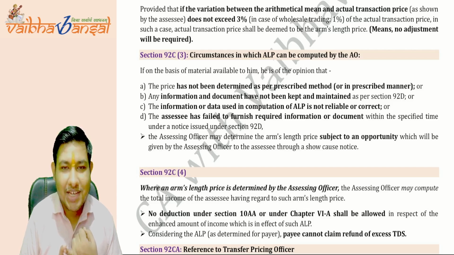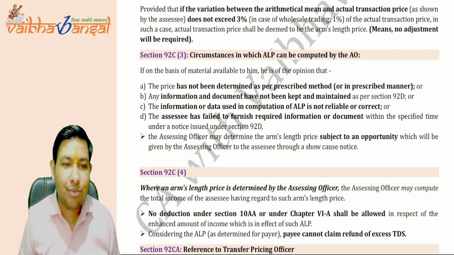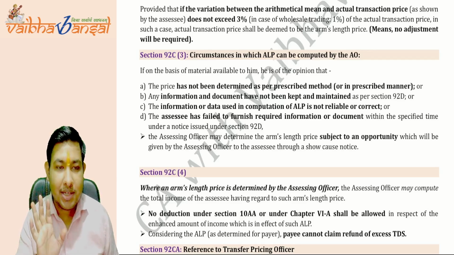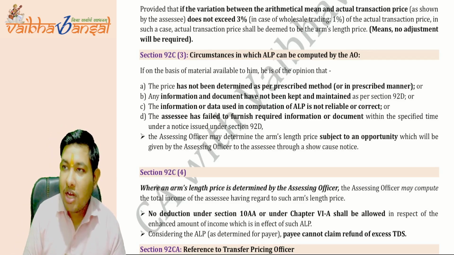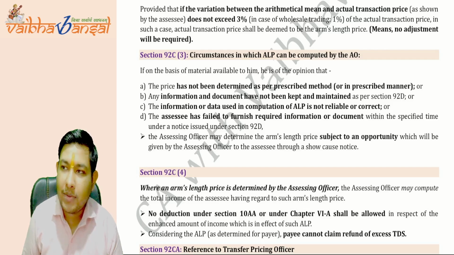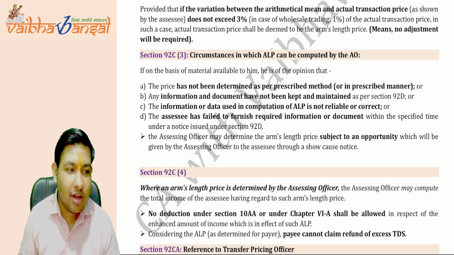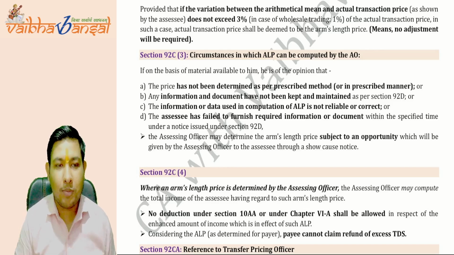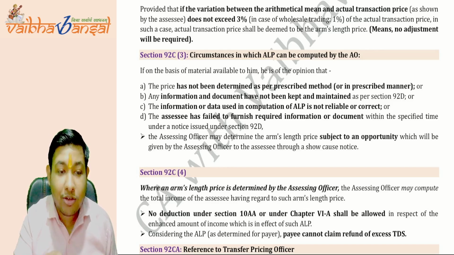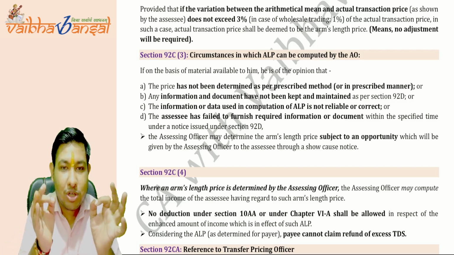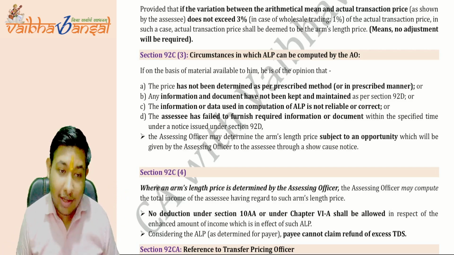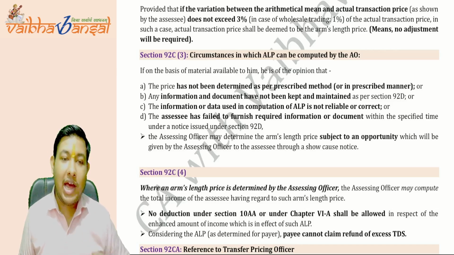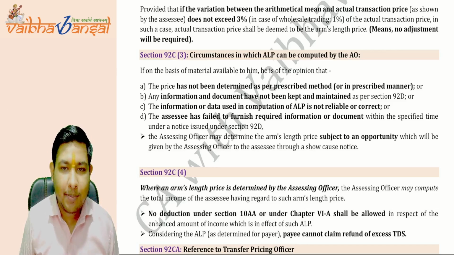Then the AO will say it is not as per the most appropriate method. As per your transaction, I can see and I can vouch that the most appropriate method is the CUP method, the comparable uncontrolled price method. But you have applied the CPM, the cost plus method. It is a wrong method. So when you have not applied the most appropriate method, the AO will come and say, okay, I will check, I will compute the ALP.